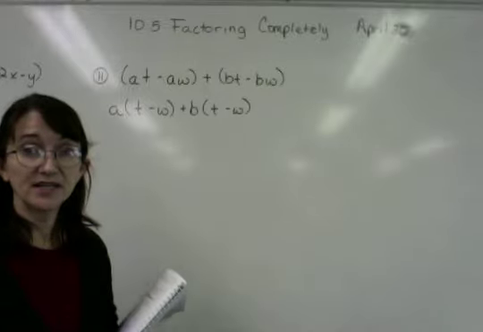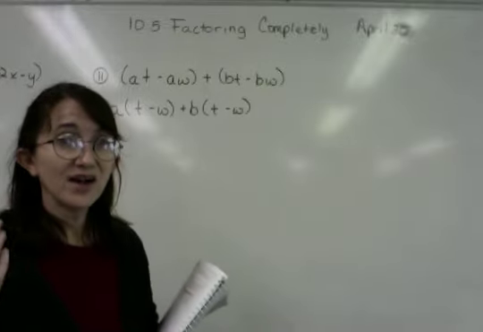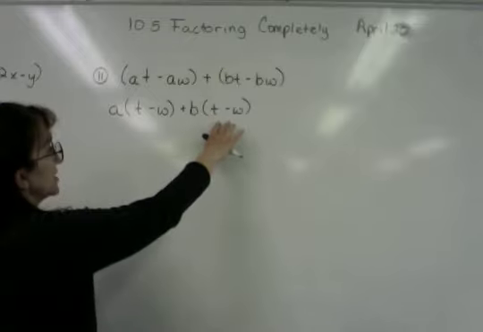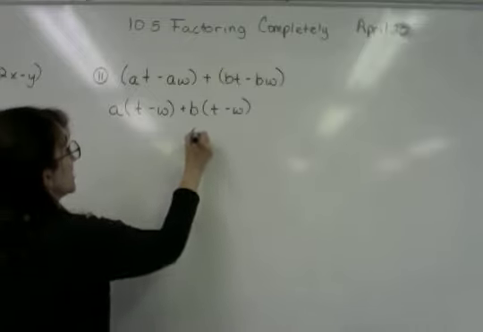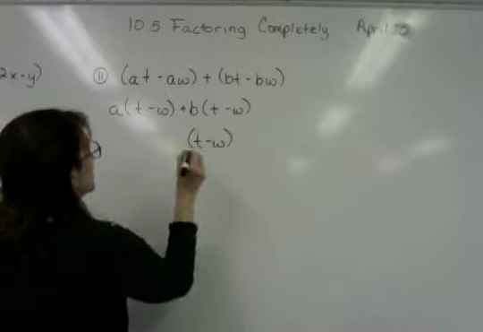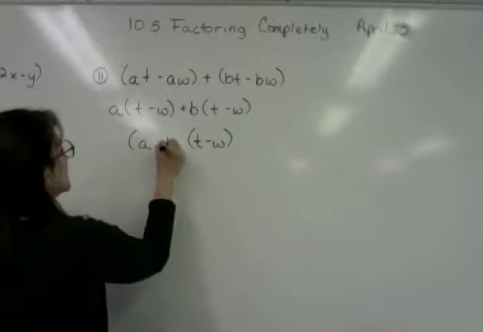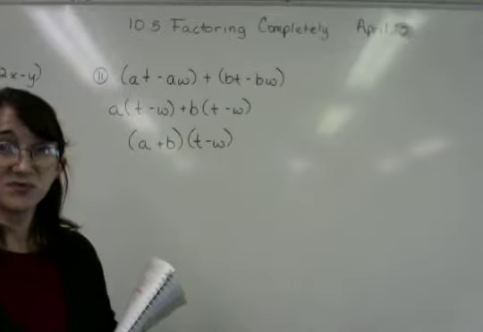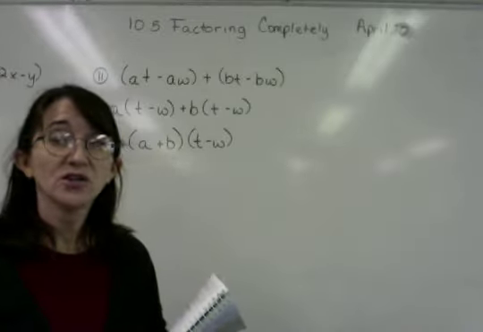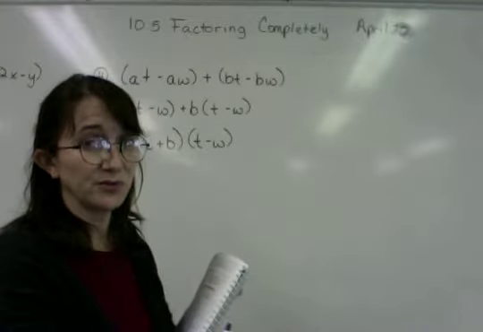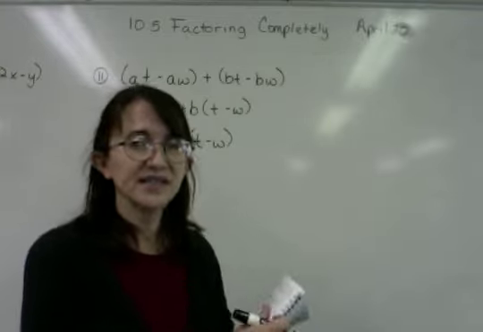Then I should go to my next strategy. Oh, you know what? I already have a common binomial. T minus w, they're both common. So I'm going to bring that down one time. And then what's my other binomial? A plus b. So that's, remember, common binomials. Looking for a common monomial, then you're trying to get it down to a common binomial. And then you're kind of done.